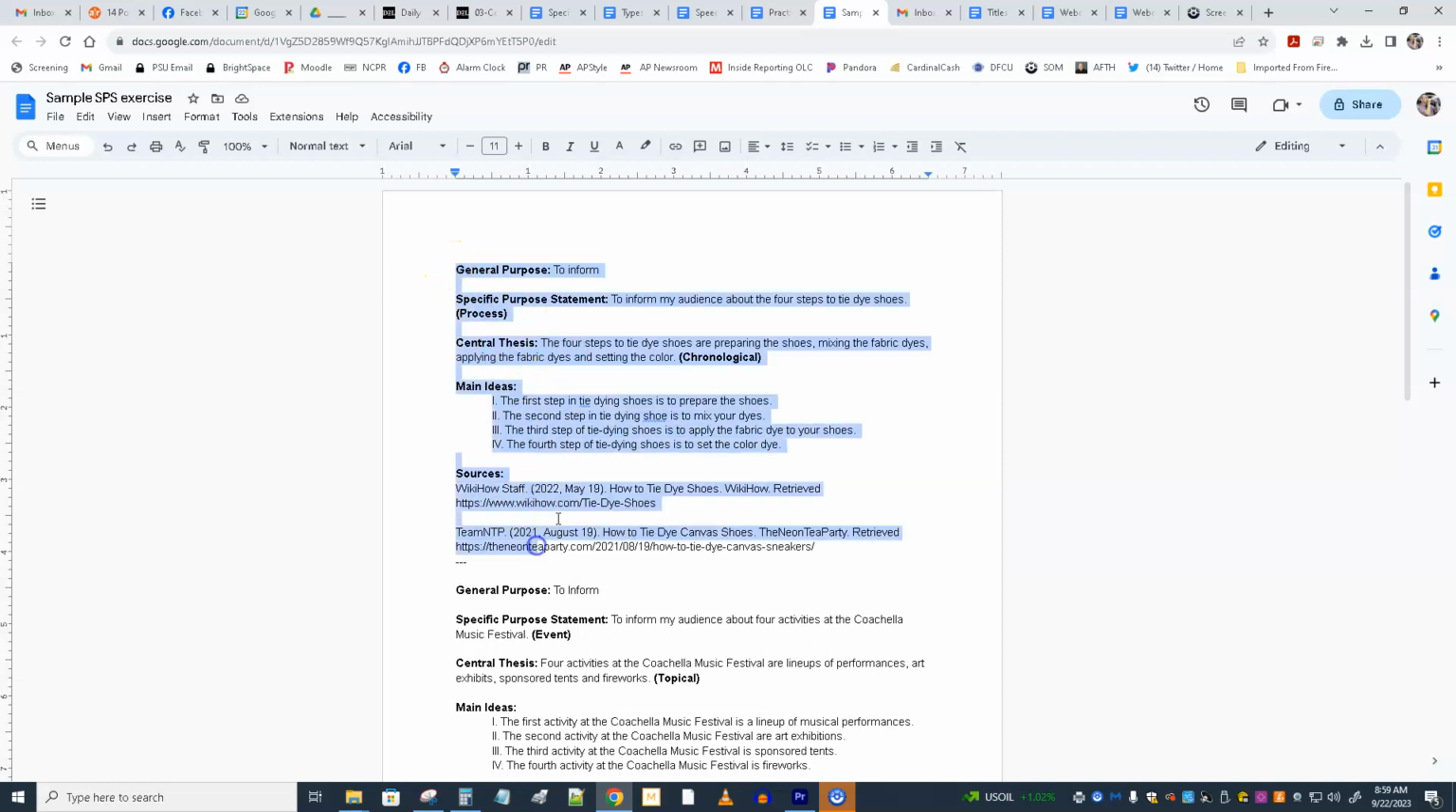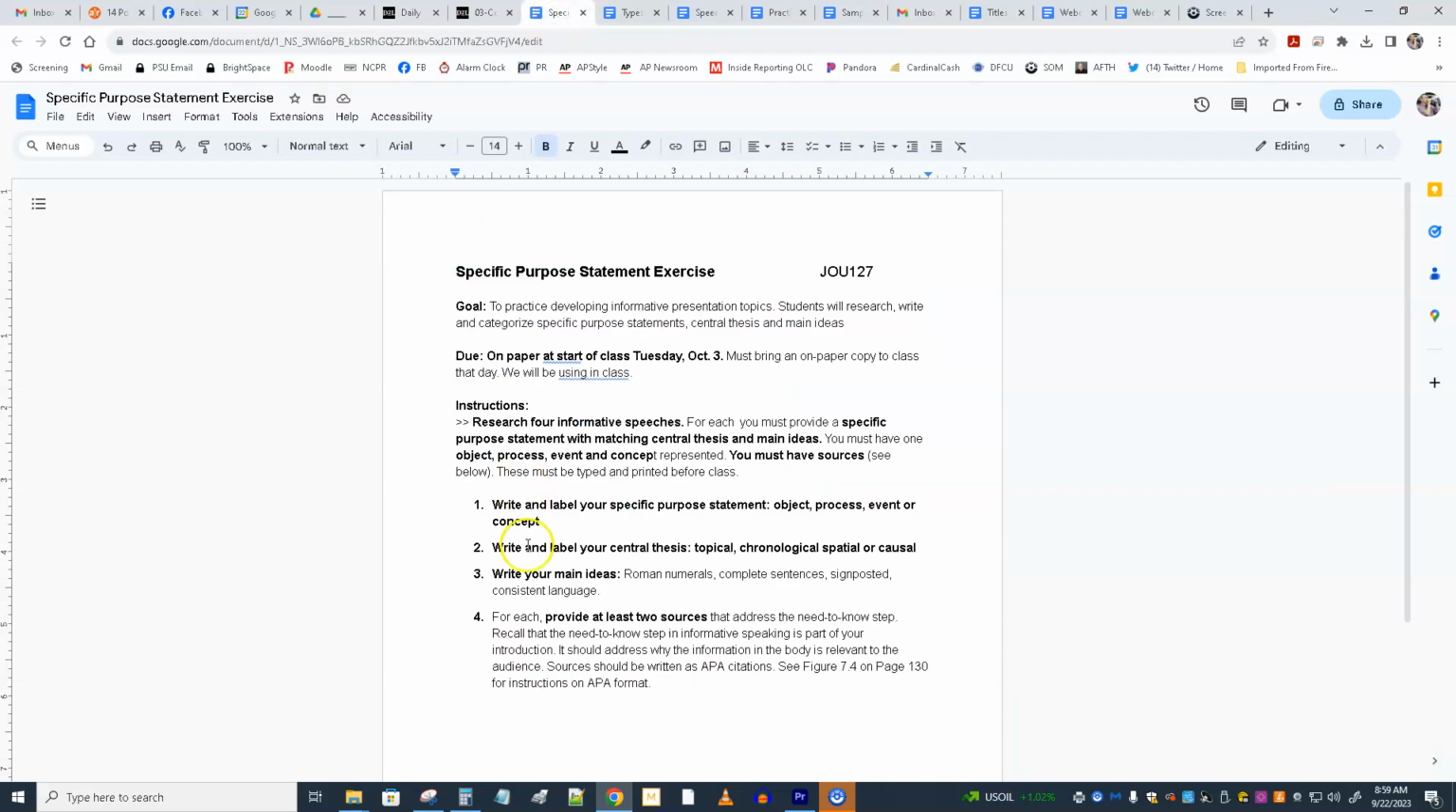So you're going to do, in the same way there's 4 here, 1 of each SPS type. You're going to do 4, 1 of each SPS type, on your own for this exercise. You're going to write them out as explained here. Remember your central thesis and main ideas are brief. The main ideas have to be complete sentences, but they're really built from the central thesis. Your SPS has to fulfill all the criteria of an SPS, and then you have to give at least 2 sources. We talk about these as helping with the need to know idea and information in informative speaking.